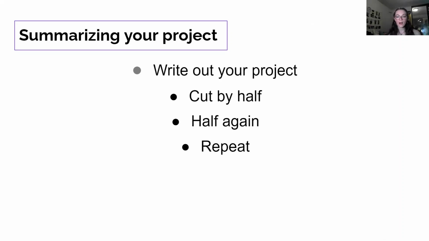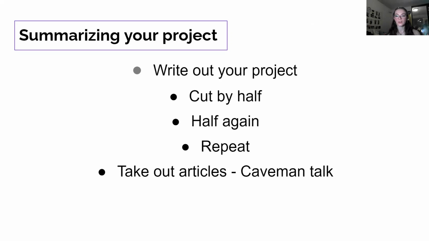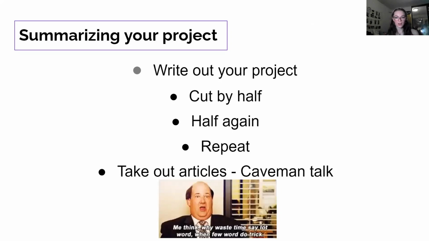Then finally, cut out all the articles and non-essential words. Talk like Kevin, right? Use this caveman talk. Go to a friend or a relative that will preferably not laugh at you, and see how with even a handful of words, you can communicate this idea, right? Explain using your handful of words.